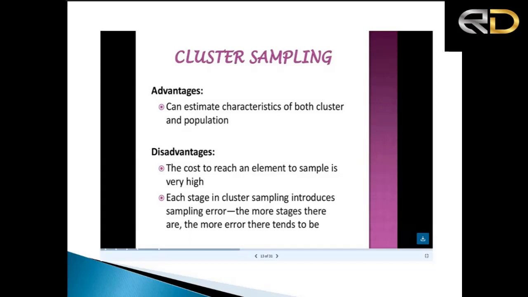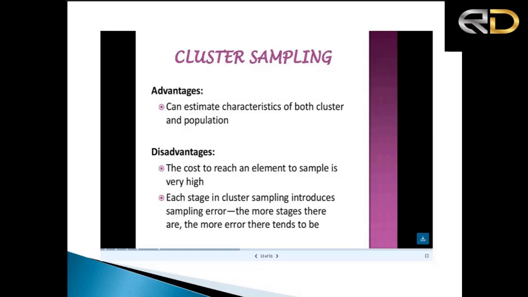And what is the disadvantage? The cost to reach an element to sample is very high, because it is heterogeneous. And to get the information on every element of the sample, because samples are nothing but the collection of sampling units, and the sampling unit is the cluster. So cluster is a group of basic units. So its cost is very high.